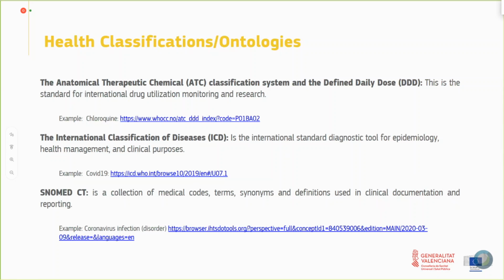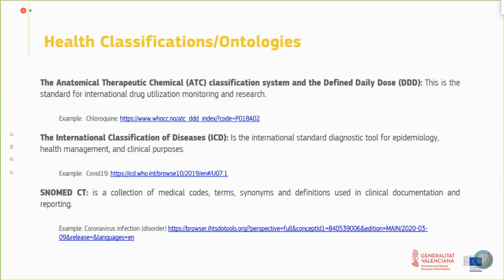We base all this BDTI project on ontologies, and these ontologies come from 3 different sources. The first source, the anatomical therapeutic chemical classification, the ATC system, and the defining daily dose. This is the standard for international drug utilization. Each active ingredient is classified and identified by a unique code, and the World Health Organization defines the DDD, the standard dose that a patient has to take per day for each drug.